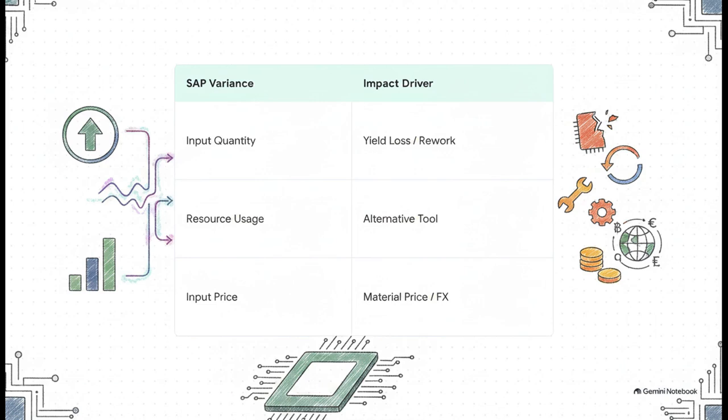SAP is going to give you these high-level accounting variances. For example, SAP might flag an input quantity variance. Well, that's just an accounting term. But Impact acts as your translator, decomposing that variance into actionable business drivers. It tells operations, hey, that input quantity variance was actually caused by a specific yield loss on tool B, or a rework loop, or scrapped wafers. It literally turns a financial flag into an operational root cause.